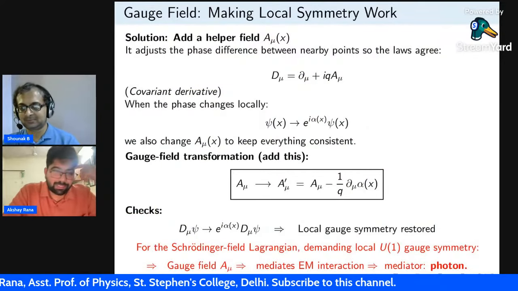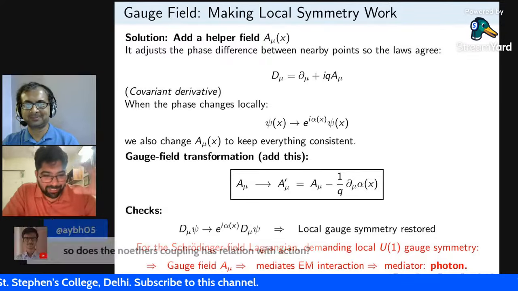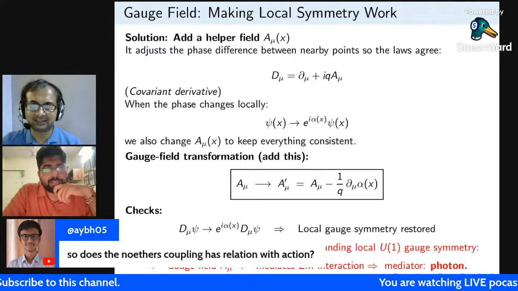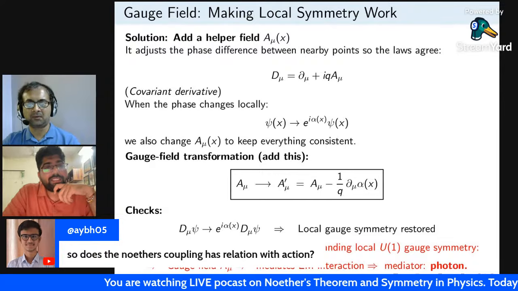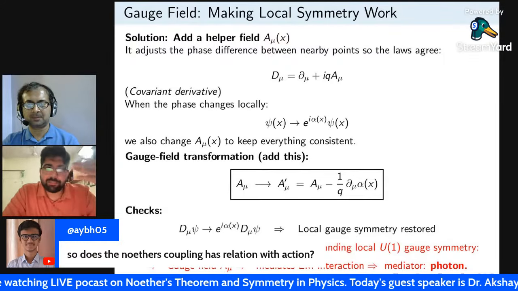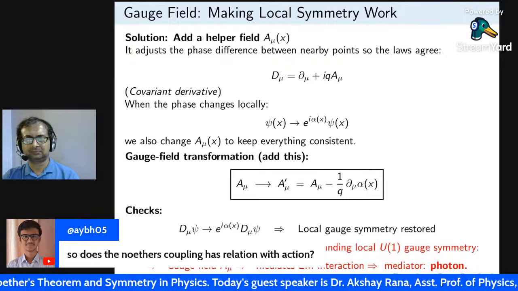Okay. He is asking the same question: does Noether's coupling have a relation with action? Noether's coupling, when I'm talking about transformation, any coupling in the sense of Noether talks about the transformation. Obviously these transformations are very fundamental to the action. Any sort of transformation is going to eventually lead to some Noether currents which we calculate.